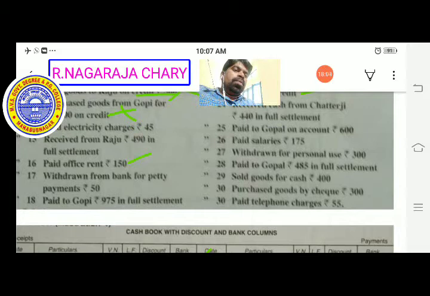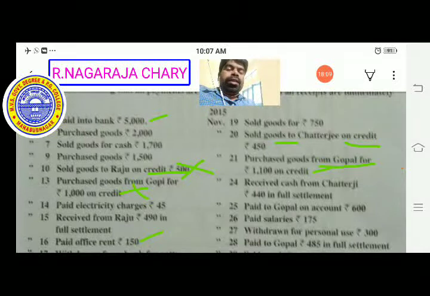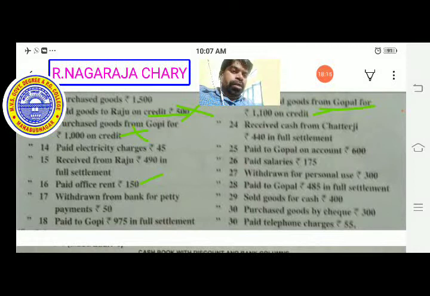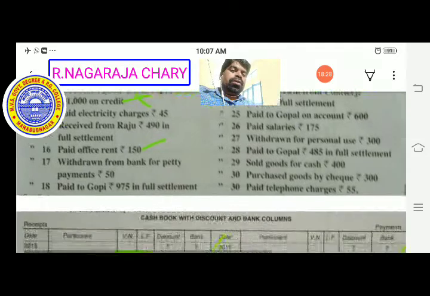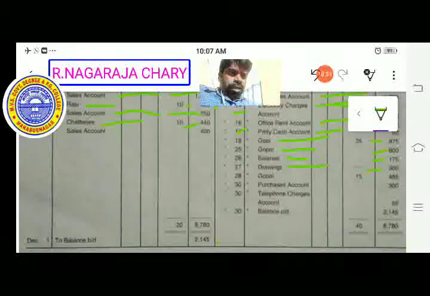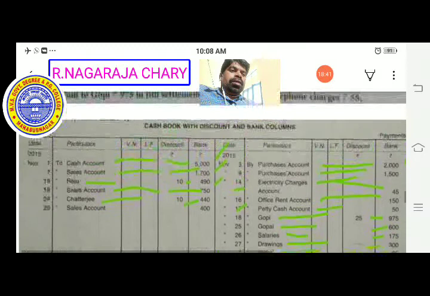Paid to Gopal 485 in full settlement. Earlier, you see here, we purchased goods from Gopal for 1100, but in the first payment 600 was paid. So the remaining is 500 rupees, which we have to pay as final payment, but instead of 500 we are paying 485 rupees. So the remaining 15 rupees is to be treated as discount. You can observe here Gopal 15 rupees discount and 485 is payment.